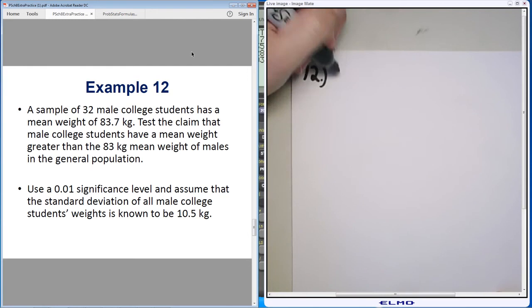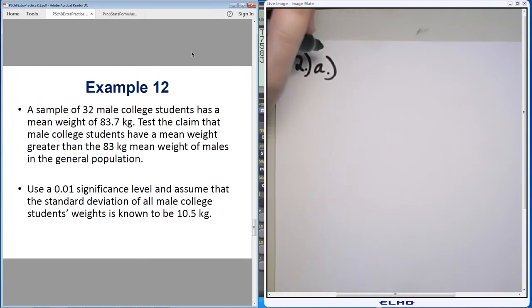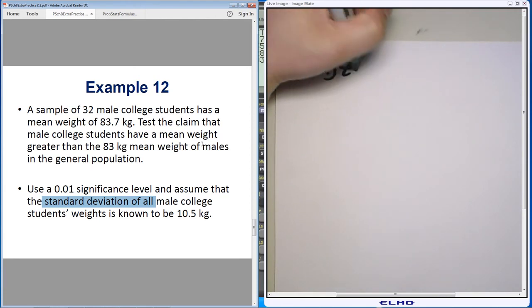So number 12, we're doing means. So it's either going to be a z-test or a t-test. Do we have the standard deviation from the population? Yeah, standard deviation of all tells us that this is going to be a z-test.